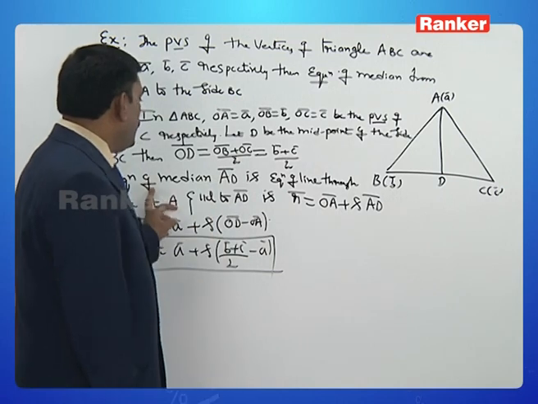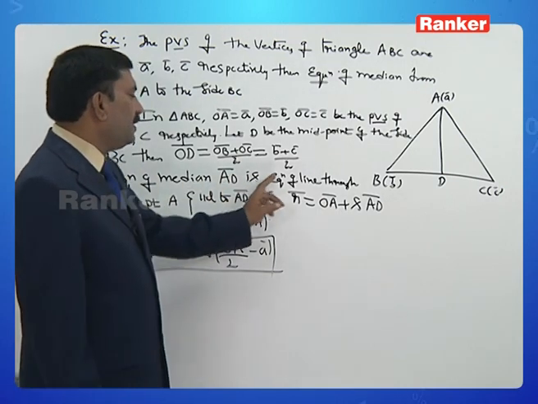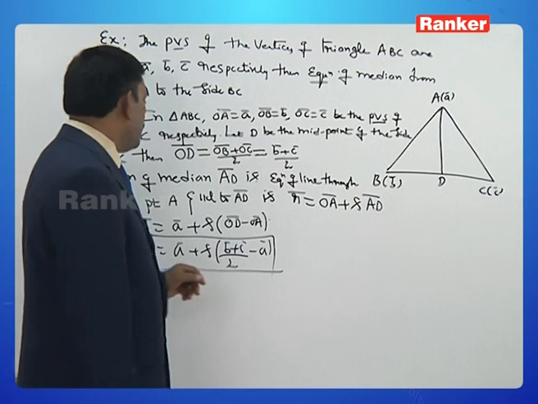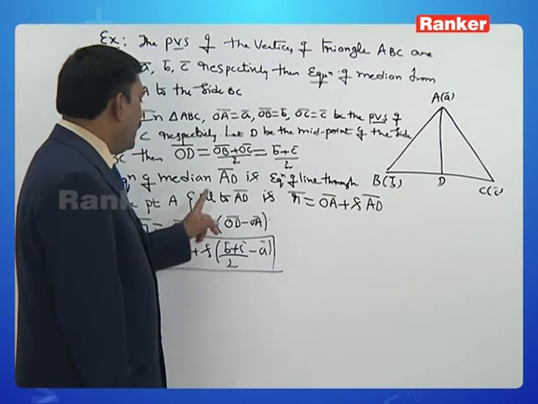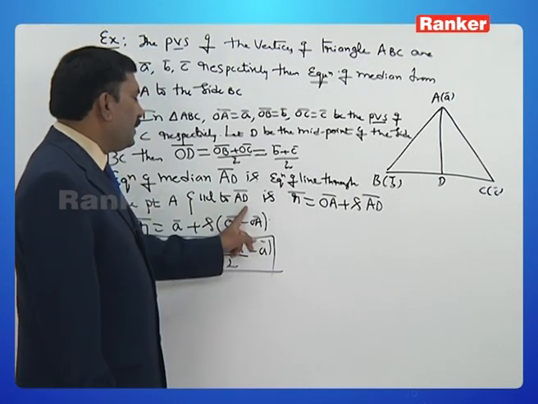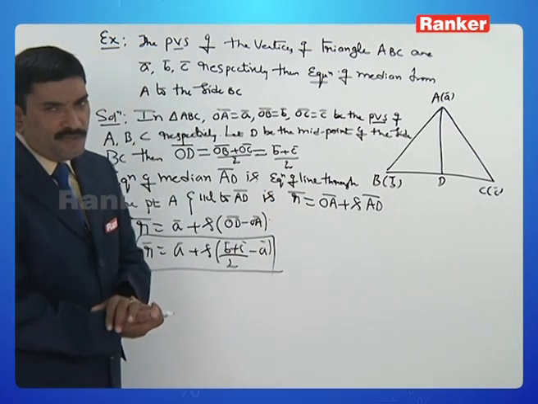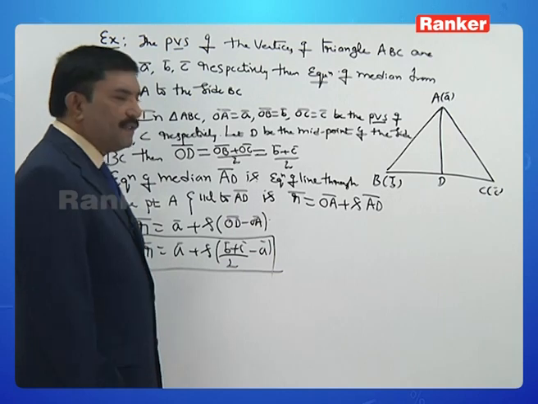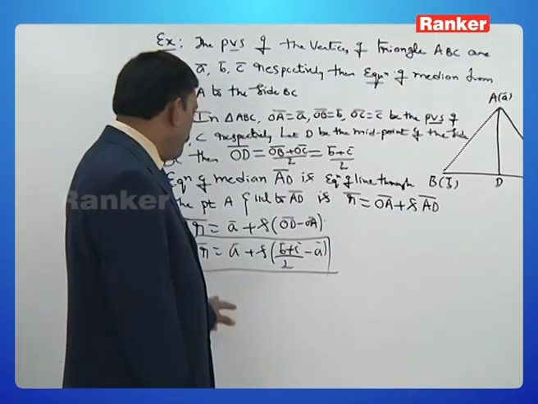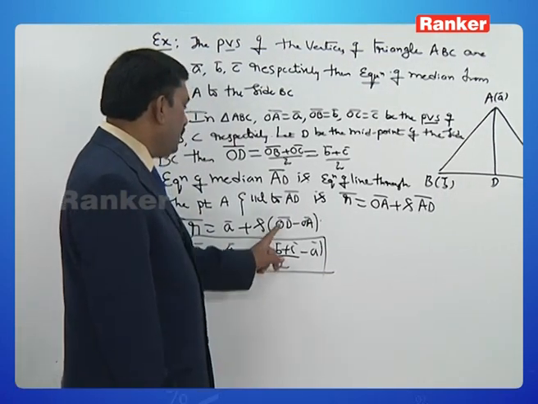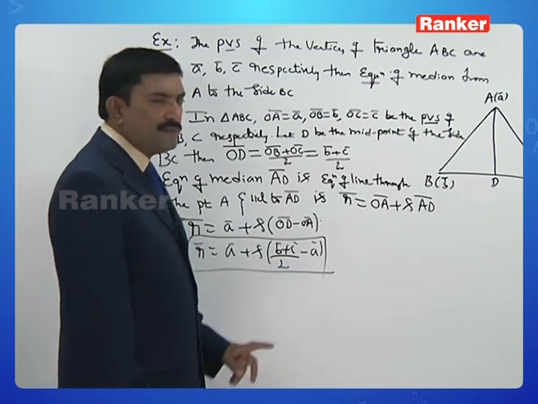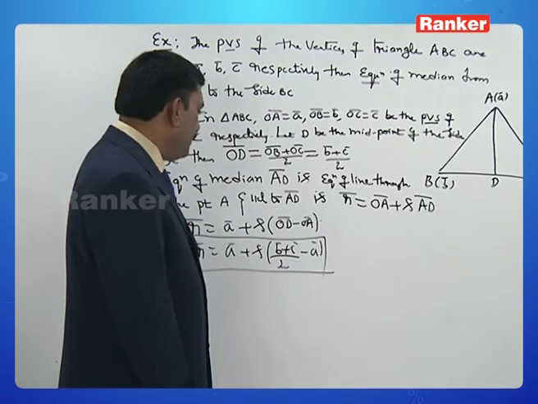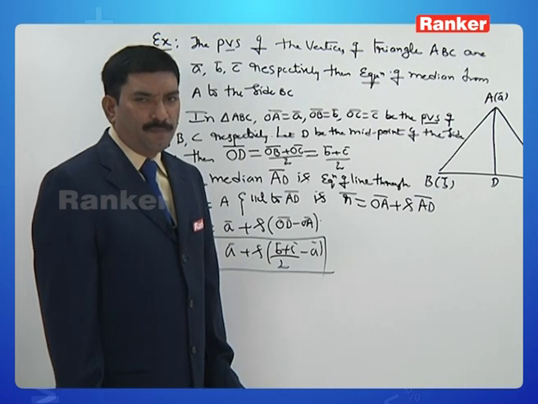So therefore, the equation of a median AD bar is the equation of line through the point A and parallel to AD bar, given by R bar is equal to OA bar plus S into AD bar. So I can write the vector equation of a straight line passing through the point A parallel to AD bar as A bar plus S into ((B bar plus C bar) by 2 minus A bar).